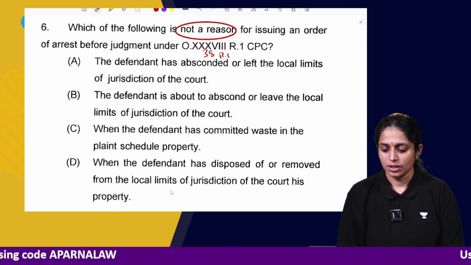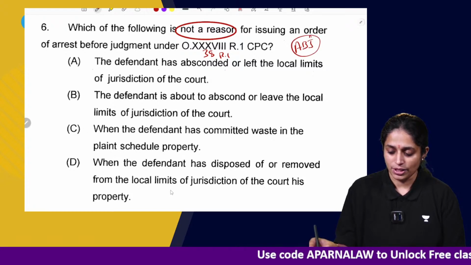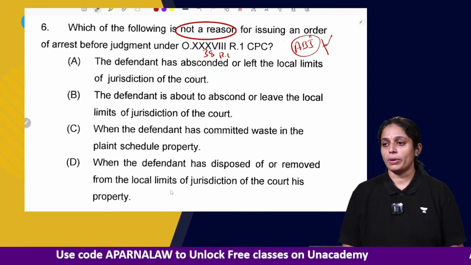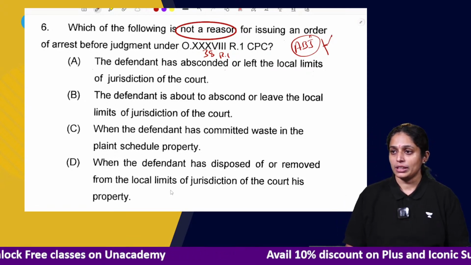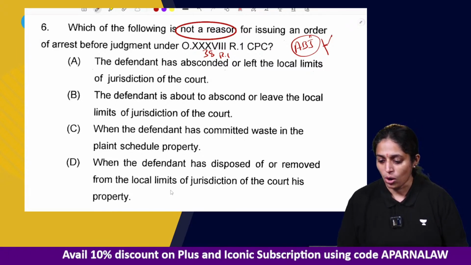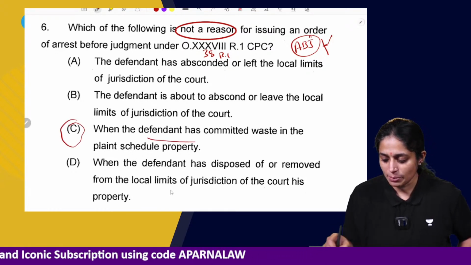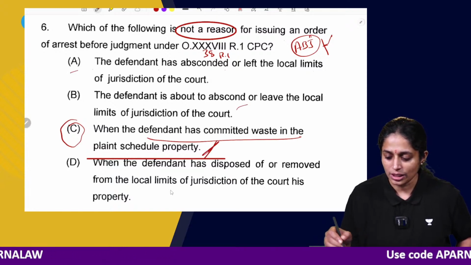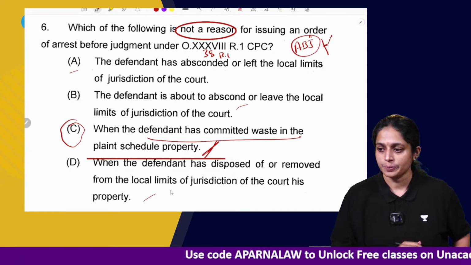What's the answer here? For arrest before judgment, it must be shown that the defendant himself is going to leave the jurisdiction, or with respect to property, he is disposing of that property. If he shows any of these conditions, then arrest before judgment can be ordered. But this is not a condition: when the defendant has committed waste in the plaint scheduled property. Others are the conditions under Order 38 Rule 1, attachment and arrest before judgment.